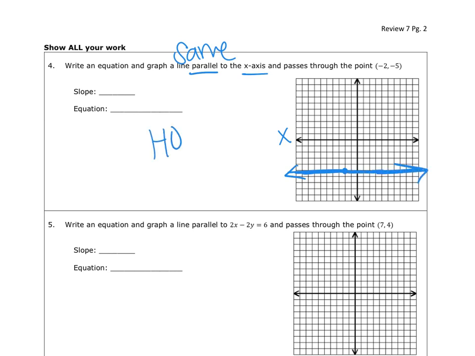So this is a HOY equation. With the HOY, your slope is the O in HOY, which is a slope of 0. And the equation comes from the Y in HOY, which is y equals the y from your point, which is -5.